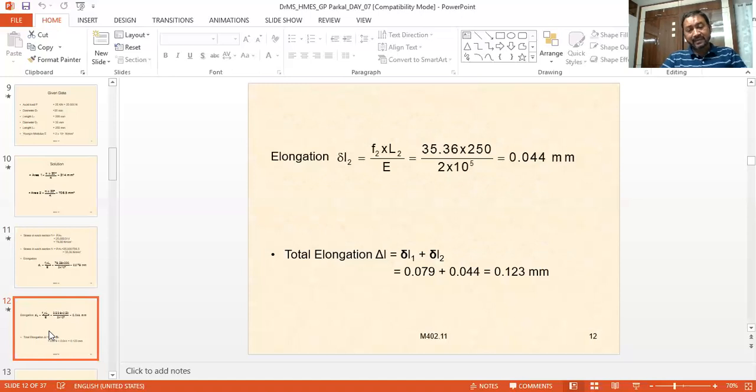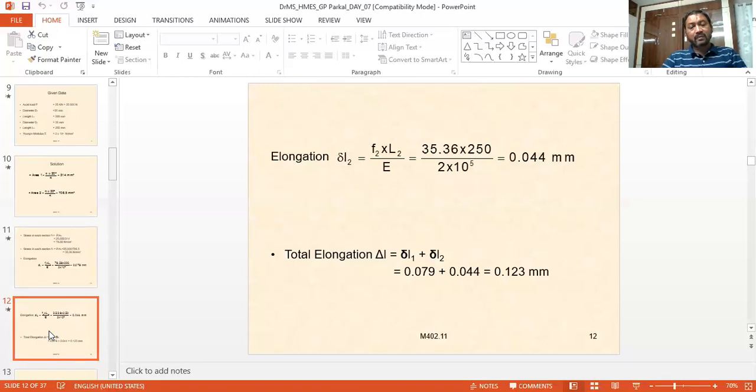And here also one of the important things is that both sections are subjected to the tensile force, that is the axial pull. Therefore, it produces only elongation, no contraction. Therefore, we have to add the elongation of section 1 and the elongation of section 2. Therefore, the total elongation delta L is equal to delta L1 plus delta L2.